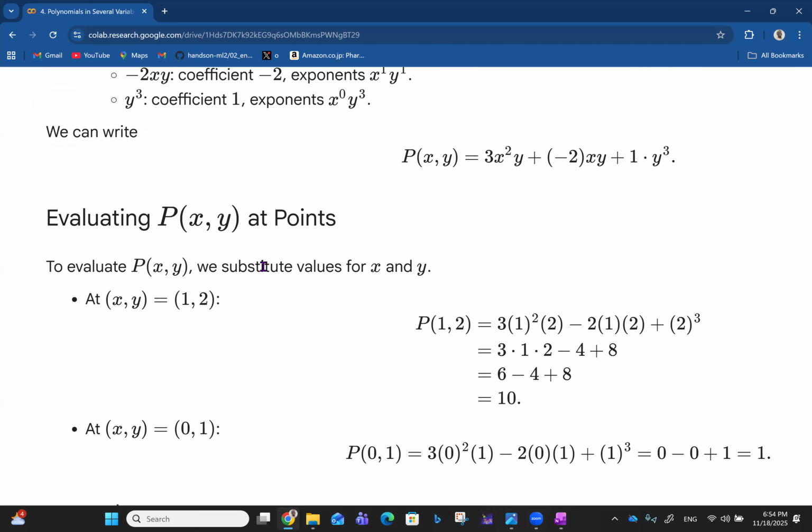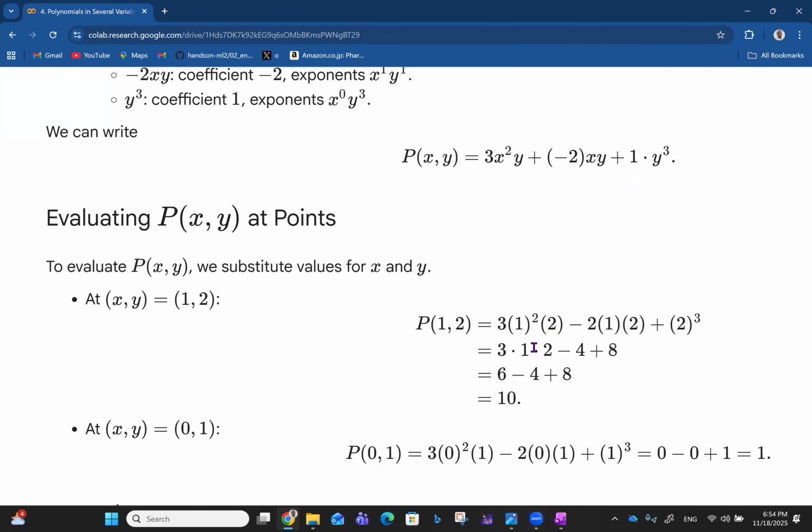At points, right? So to evaluate p of x, y, we substitute values for x and y, basically. So at x, y equals 1 and 2. So when x is 1 and y is 2, then you can substitute into this expression. So you have 3 into 1 squared into 2, which is y, minus 2 into x is 1, y is 2, plus y, which is 3, you have 2 raised to the power 3.